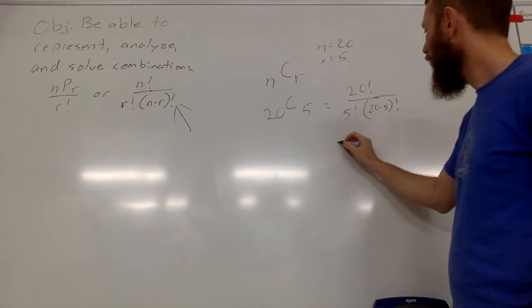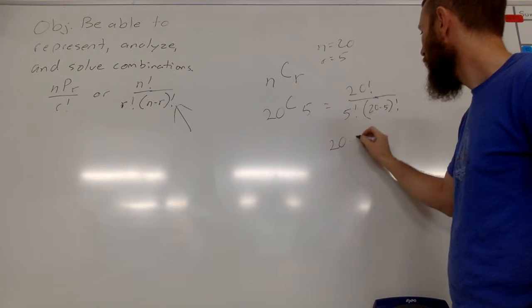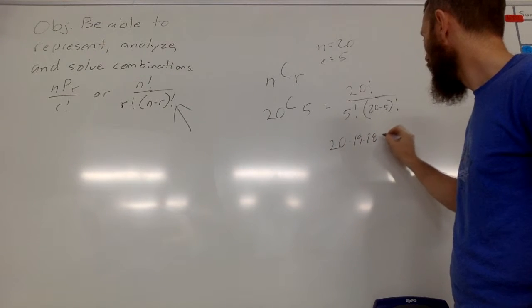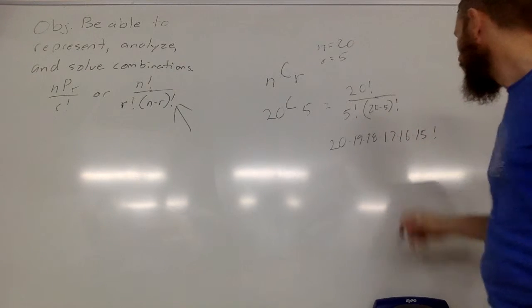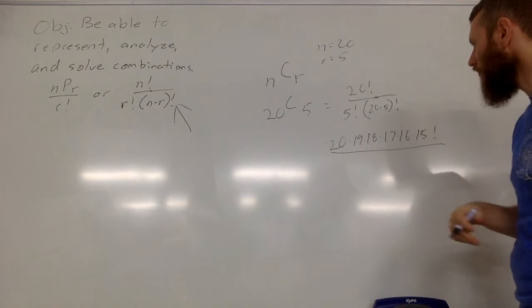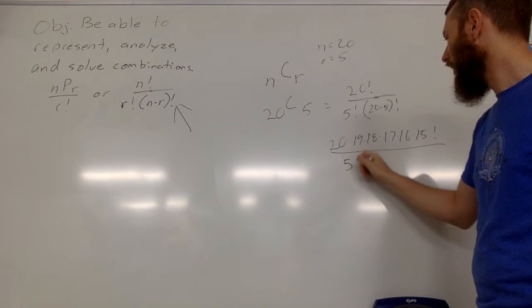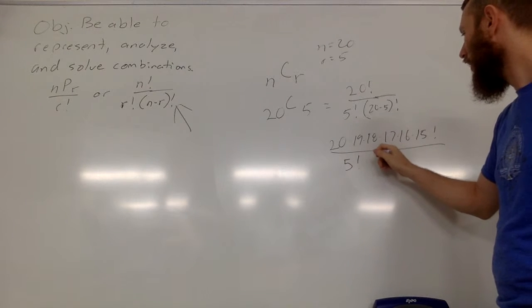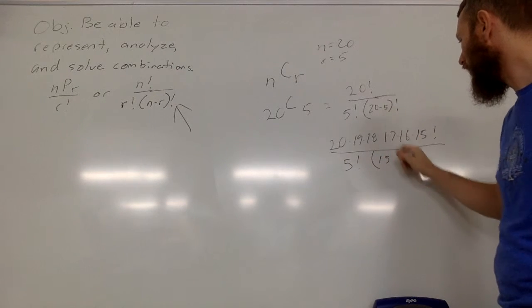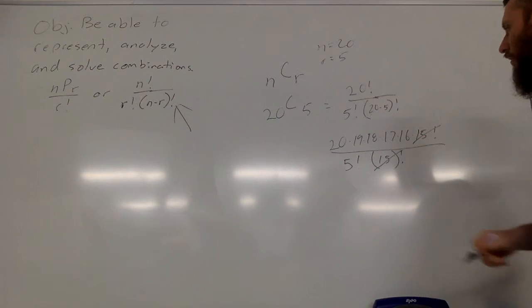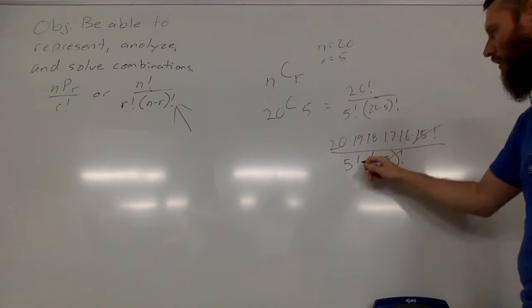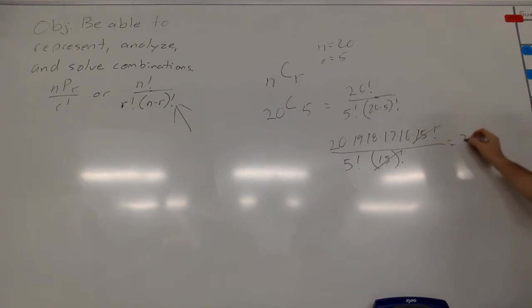So 20 factorial is 20 times 19 times 18 times 17, 16, 15 factorial over 5 factorial times 15 factorial. So at this point, the 15 factorials could cancel, then I could plug that in, divide, and that will give me the same 31.08, the same answer I had before.